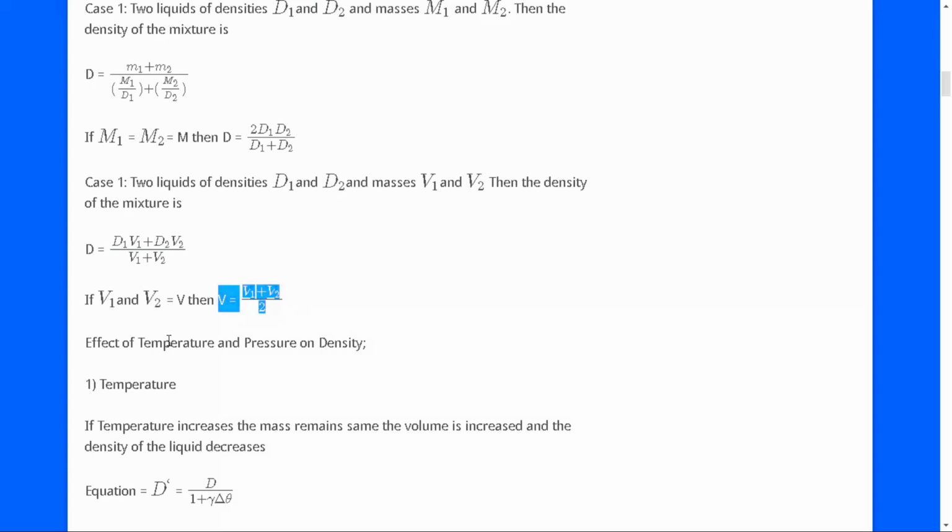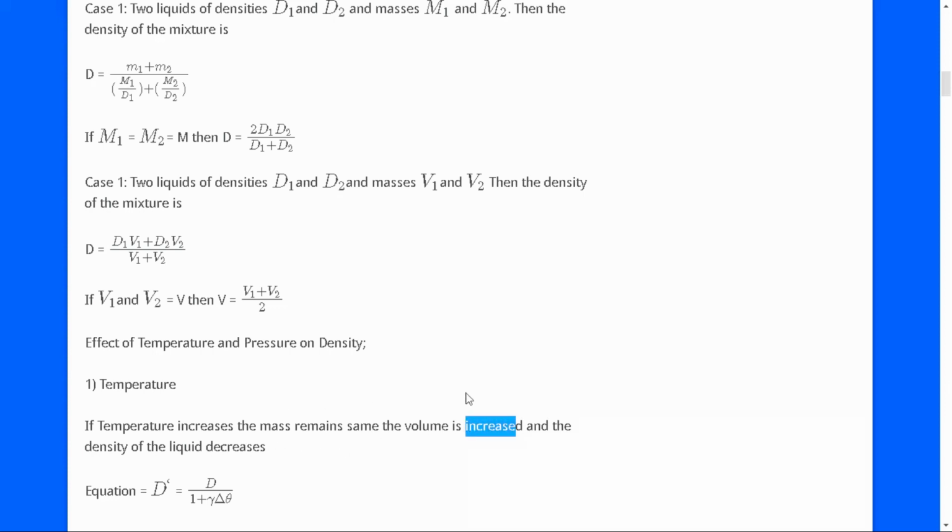Now what is the effect of temperature and pressure on density? We will see. First, temperature. As we know, density is inversely proportional to volume, and volume is directly proportional to temperature.